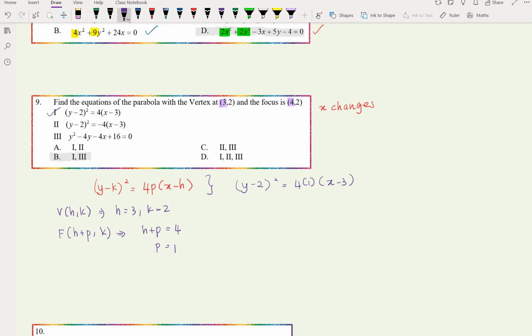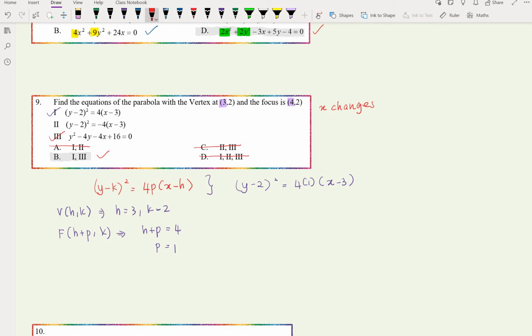Sorry, number 1. So, we reject answer C because C doesn't have 1. Okay, next we check equation number 2. Option number 2 there, (y minus 2) squared is the same, but our P is negative 1. So, it's wrong here, and the ones that have 2 we reject. So, we get the answer B, 1 and 3.